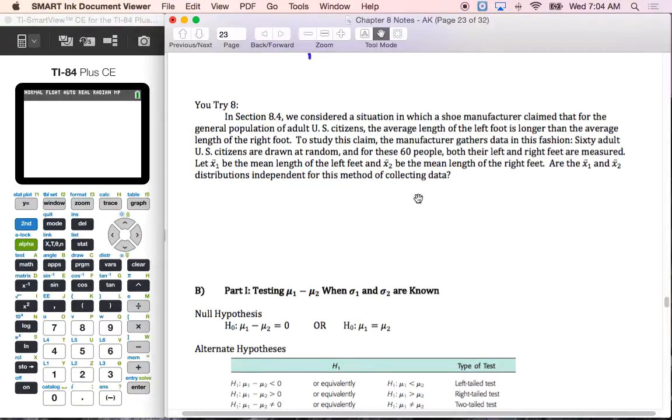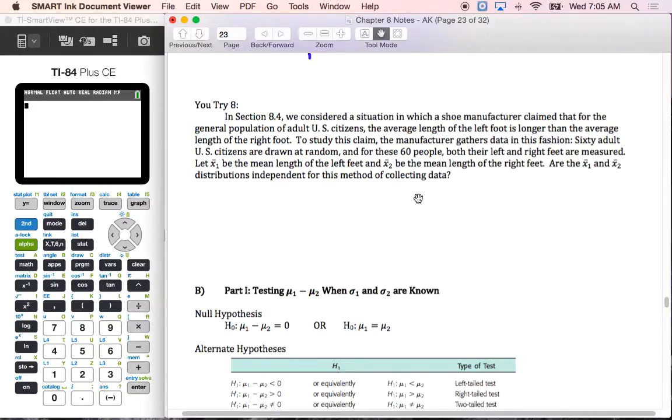Then, for the second one here, we'll do this one together too. So in section 8.4, we considered a situation in which a shoe manufacturer claimed that for the general population of adult U.S. citizens, the average length of the left foot is longer than the average length of the right foot. To study this claim, the manufacturer gathers data in this fashion. 60 adult U.S. citizens are drawn at random. For those 60 people, both their left and right feet are measured. Let X bar 1 be the mean of the left, and X bar 2 be the mean of the right.